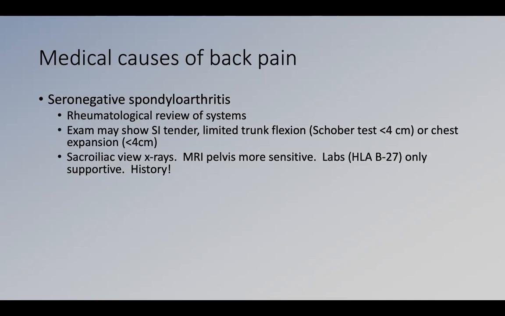Sacroiliac view X-rays are better than plain AP bilateral X-rays. MRI of the pelvis is pretty awesome, but still these can creep up before somebody has a positive scan. The HLA-B27 genetic test is a big deal for these, according to a lot of people, but it really has moderate sensitivity and specificity. You'd never use it to rule out or rule in, but it kind of supports your thoughts, okay? The history is really the deal here.